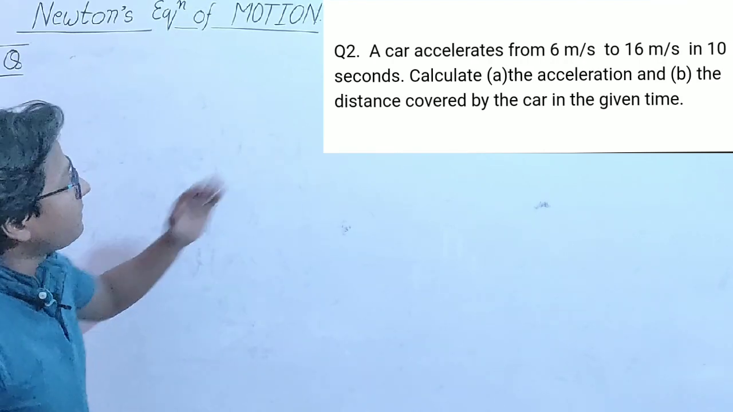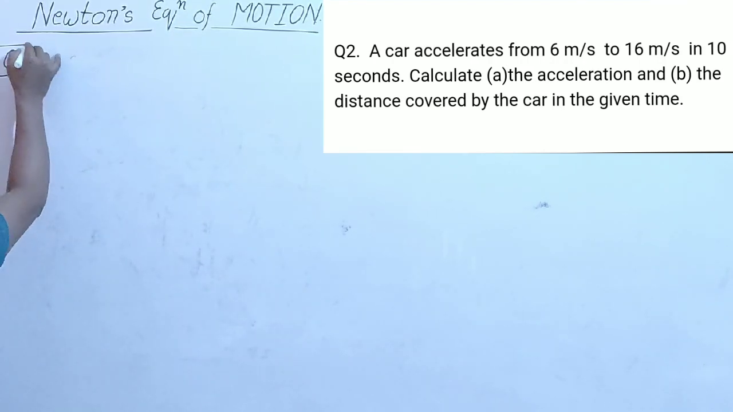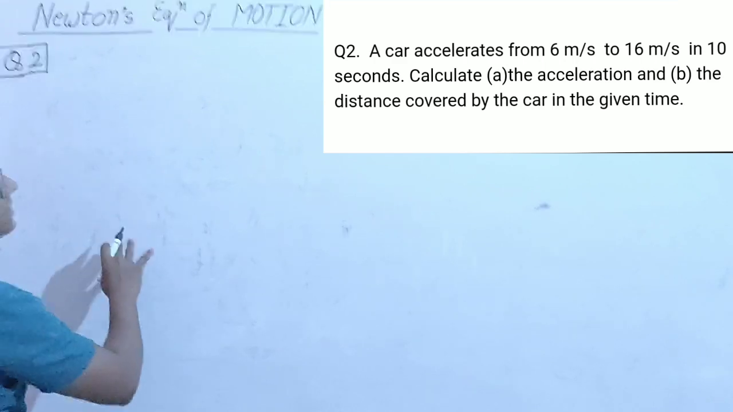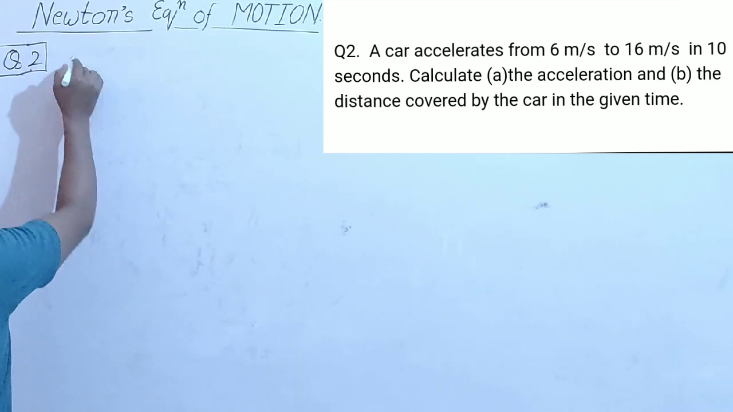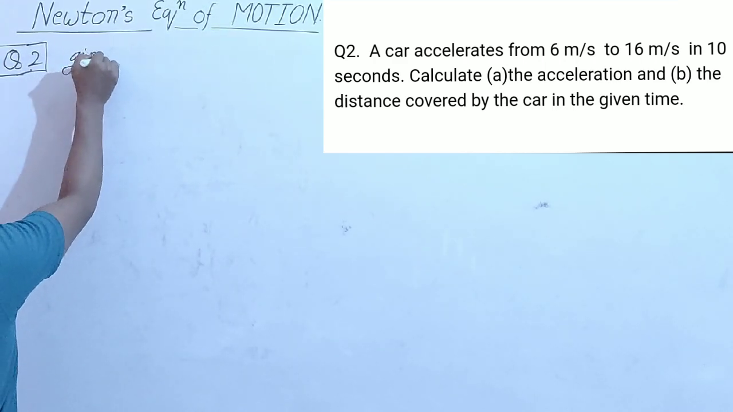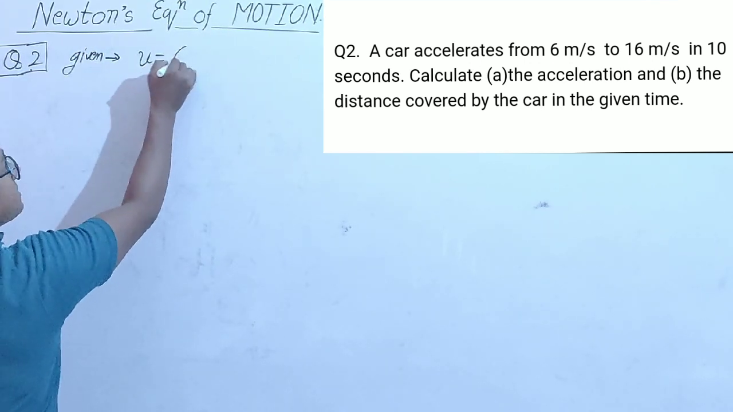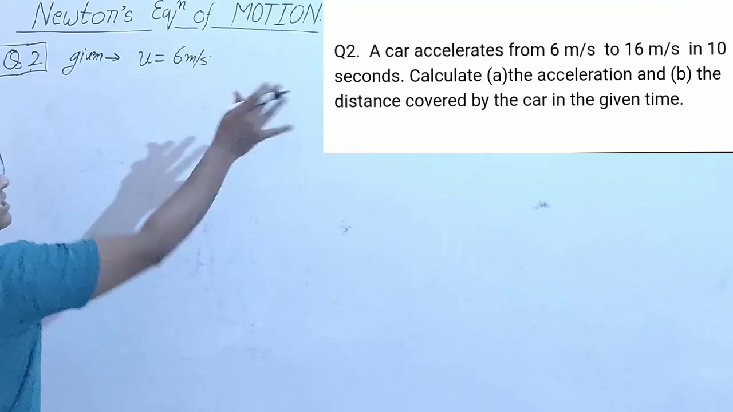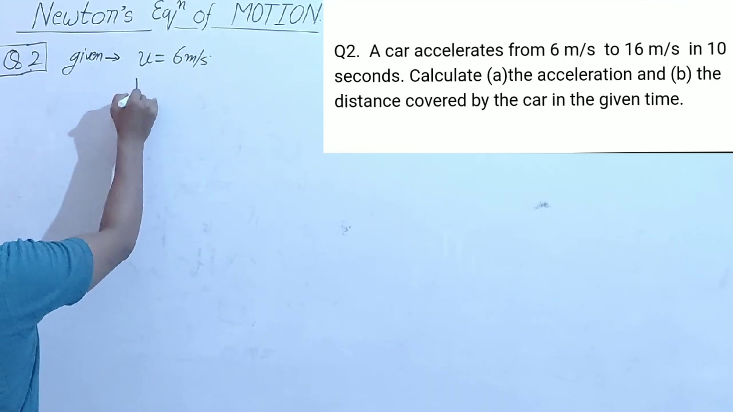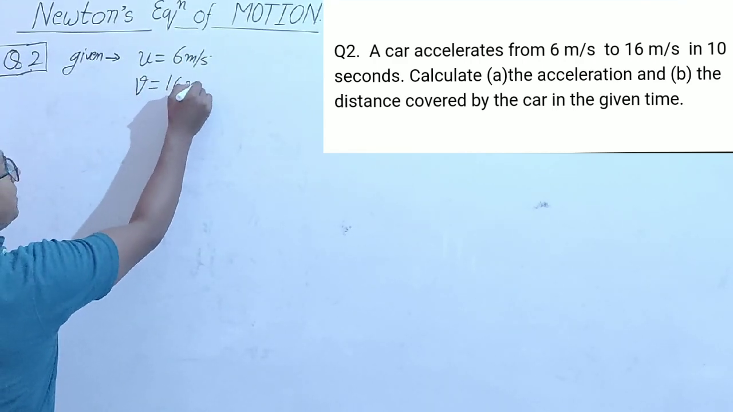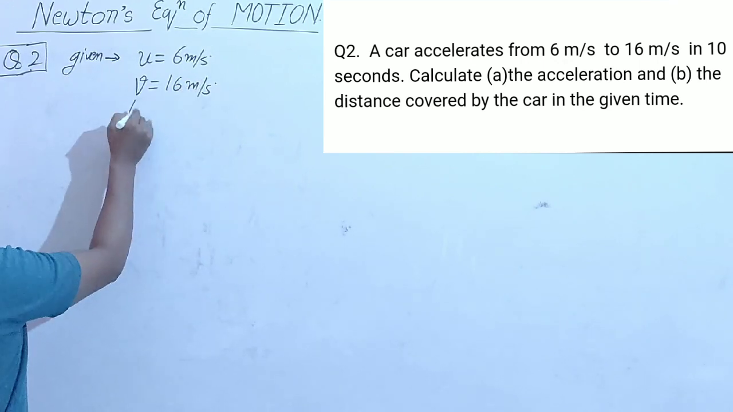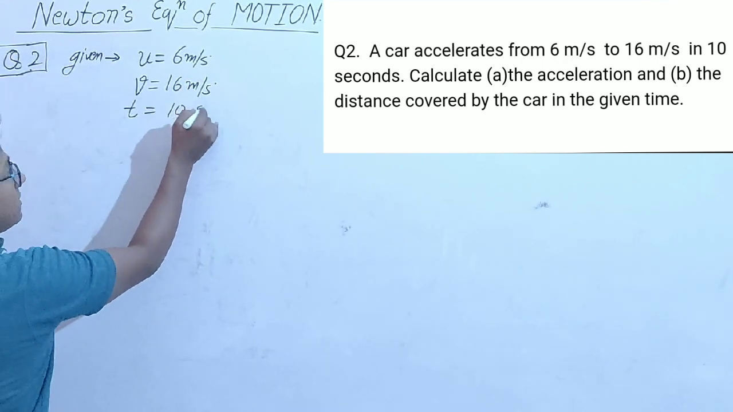So let's start with the given data. So this is question number 2, and let's start the given data. The given data is initial velocity u is given as 6 meter per second. You can see from the question. Final velocity v is equal to 16 meter per second, and time interval is 10 seconds.